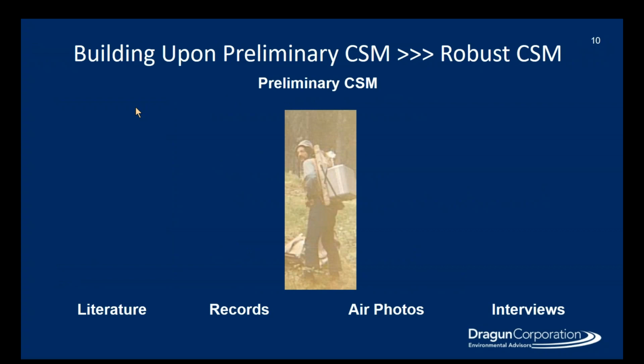conceptual site model. So this is another way of looking at building upon a preliminary conceptual site model and building it into a robust conceptual site model. And I use my geologic career as kind of an analogy. So in a preliminary conceptual site model, this is getting information before you really go out and understand by drilling in the ground or sampling and that sort of thing. You look at what's available to read, literature, the records, air photos, interviews, and so on.